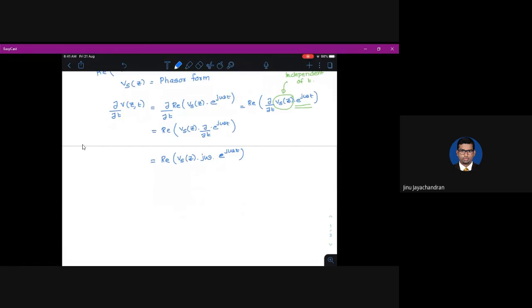So if you look again, you see this equation is in a similar form as that of our previous equation. Like you have a e raised to j omega t and there is a term multiplied with e raised to j omega t. Now this will become the new phasor. So this is basically j omega Vs of z as the new phasor for dou by dou t of V of z comma t.